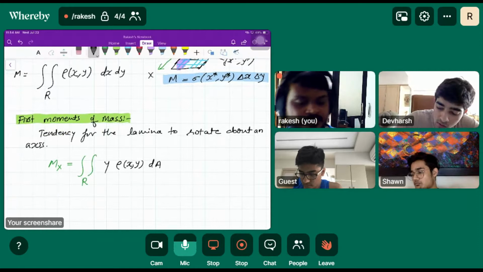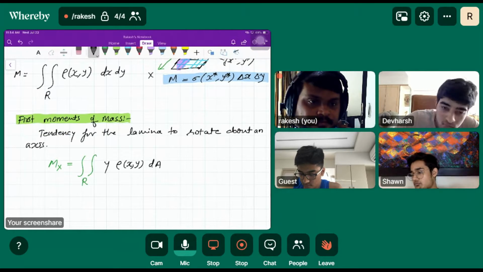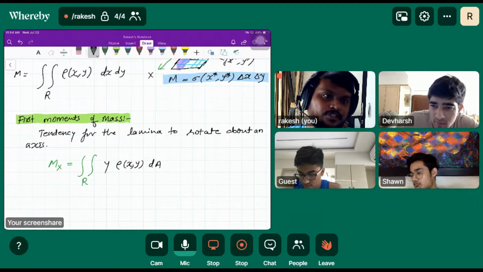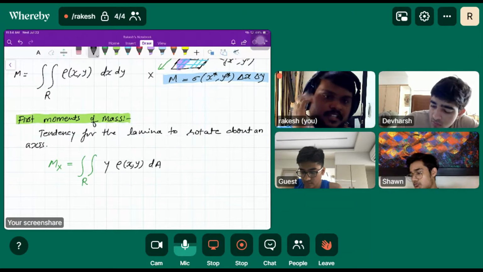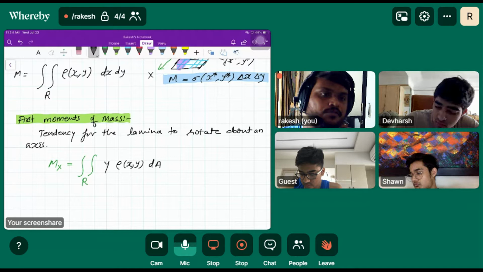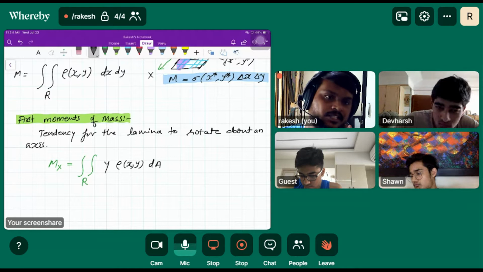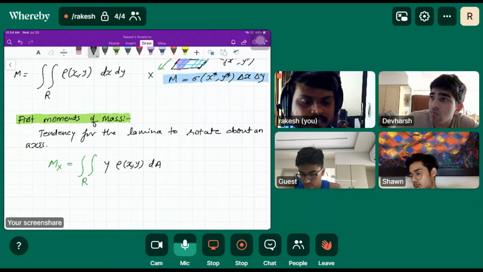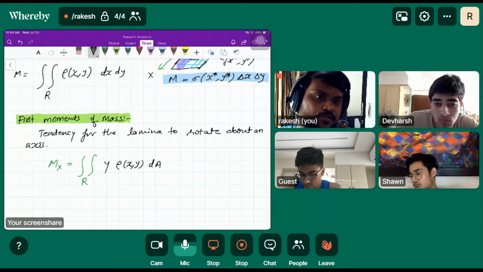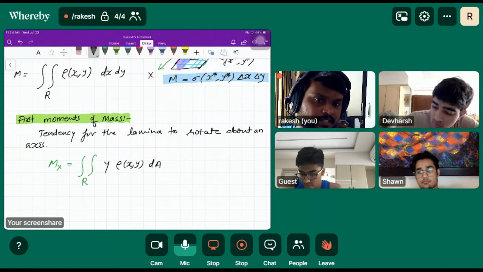What is moment of inertia? Like torque. Torque is a slightly different thing. It is r squared: distance squared into mass. That is the moment of inertia. And moment of mass is distance into mass.